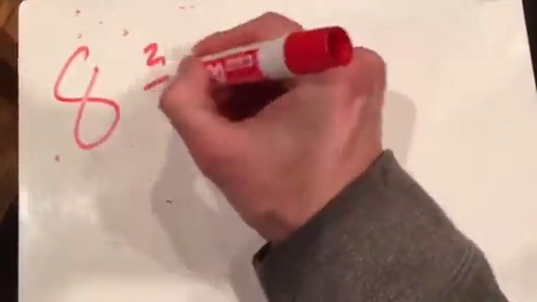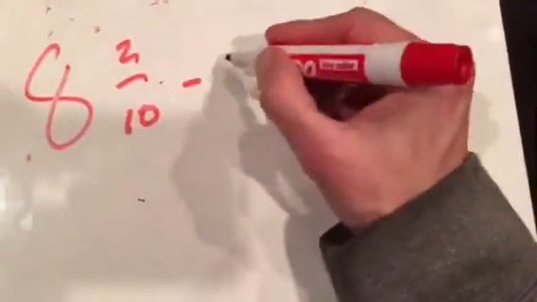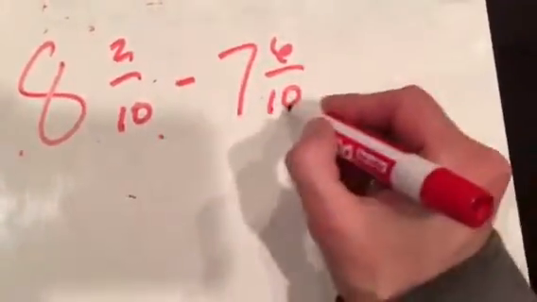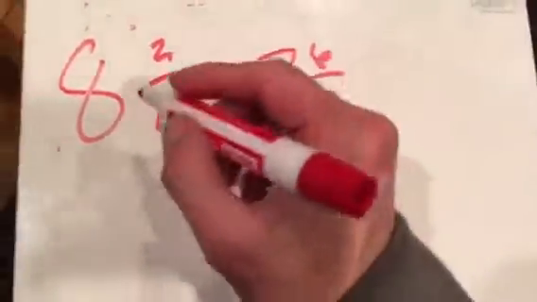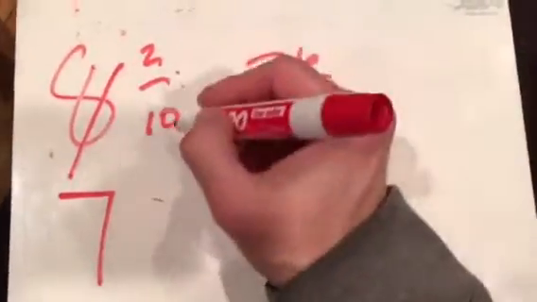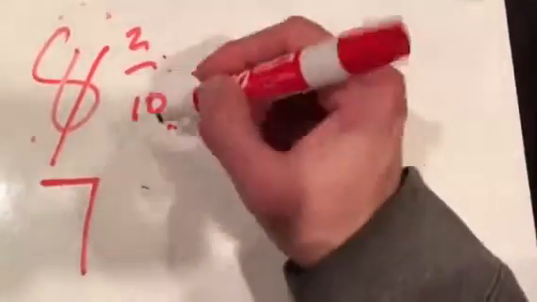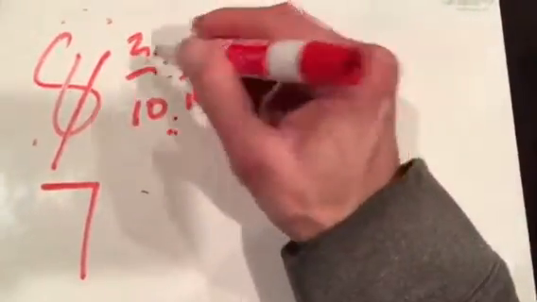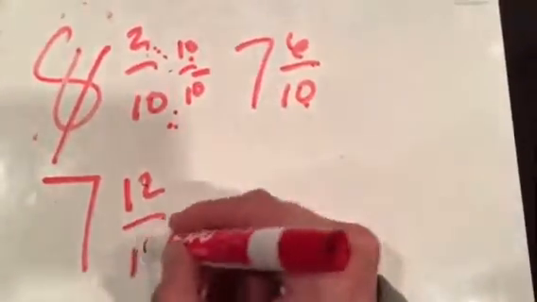So let's say you have 8 and 2/10 minus 7 and 6/10. Same thing, common denominator, but 2/10 is less than 6/10. I'm going to have to regroup. So I'm going to cash in 1 out of here. I'm going to trade. I'm going to take 1 away. So this is 7. And 10 is on the bottom. And I know that 10/10 equals a whole. So I'm going to add then 10/10 to 2/10. And 10 plus 2 is 12. So now I have 12/10 here.